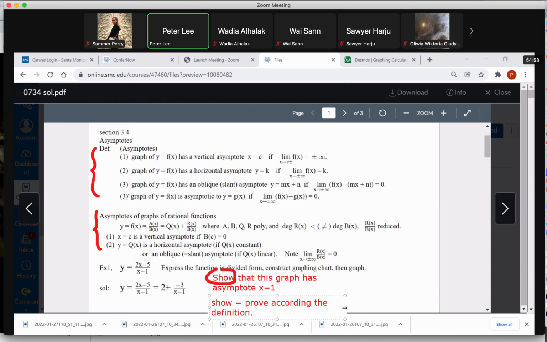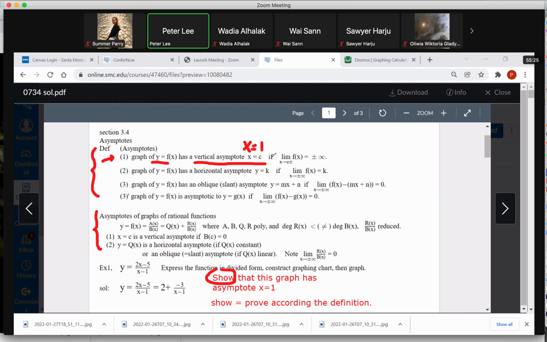If I ask you to show something, what does it mean? You have to show that there's an asymptote x equals 1 according to the definition. So now we go back to the definition of vertical asymptote. The vertical asymptote, what is it that you have to show? Well, the vertical asymptote is this guy right here. So y equals f(x) has a vertical asymptote x equals c. So in our case, x equals 1. So we're trying to show that x equals 1 is an asymptote.